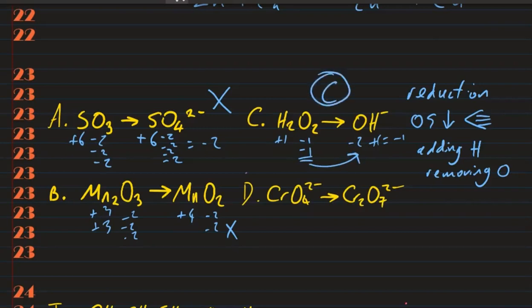The other tricky oxidation state you need to know is that if hydrogen is with a metal, it's not plus 1 like it normally is. It's actually minus 1 if it's with the metal directly bonded.